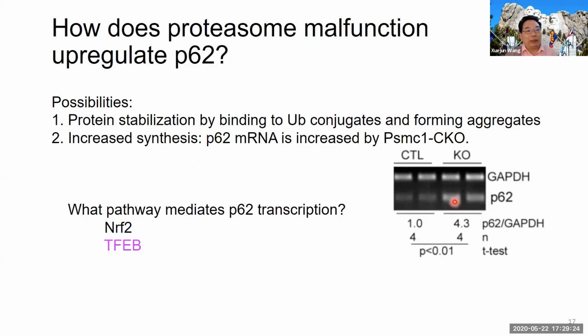Second, when we did an RT-PCR to look at the P62 mRNA level, it actually increased by more than 4-fold compared to control heart. That indicates the transcription or increased synthesis of P62 may also come into play. So then the next question is, what pathway or what transcription factor mediates P62 increased transcription in this case?